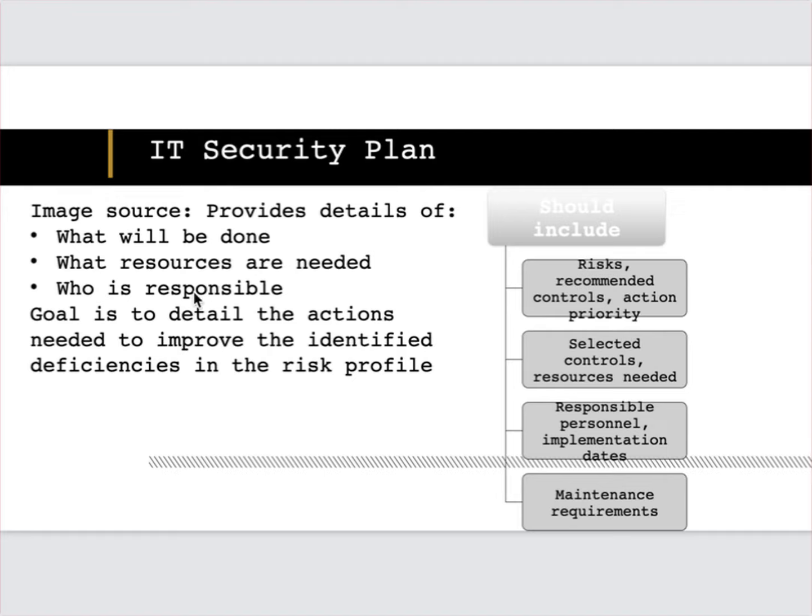It provides detail of what will be done, what resources are needed, and who is responsible: recommended control action priority, selected control, responsible person for implementation, and maintenance required. So all these components should be included in the IT security plan.